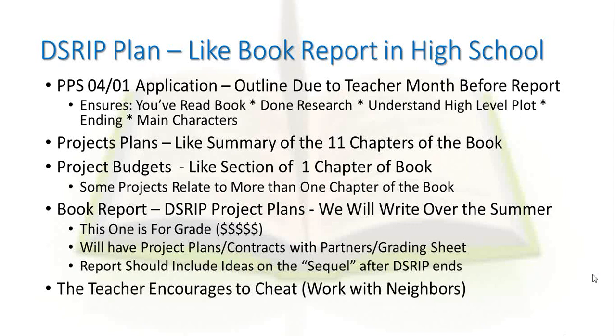So the project plans themselves, and this refers to our 11 projects, each one of those is like a summary of the 11 chapters in our book, is a good way to think of it. Project budgets, which is the focus of this presentation, that's really like a section of one of the chapters of the book, meaning it's going to be one aspect of that project plan for that individual project. So it's just one piece of it. So the budgeting or the cost related to implementing that, just one section, if you will, of a chapter of a book.